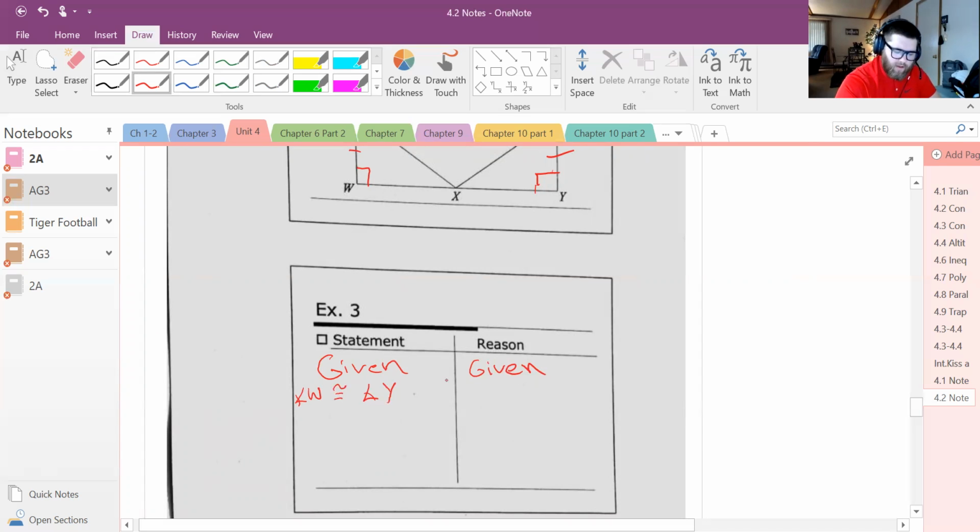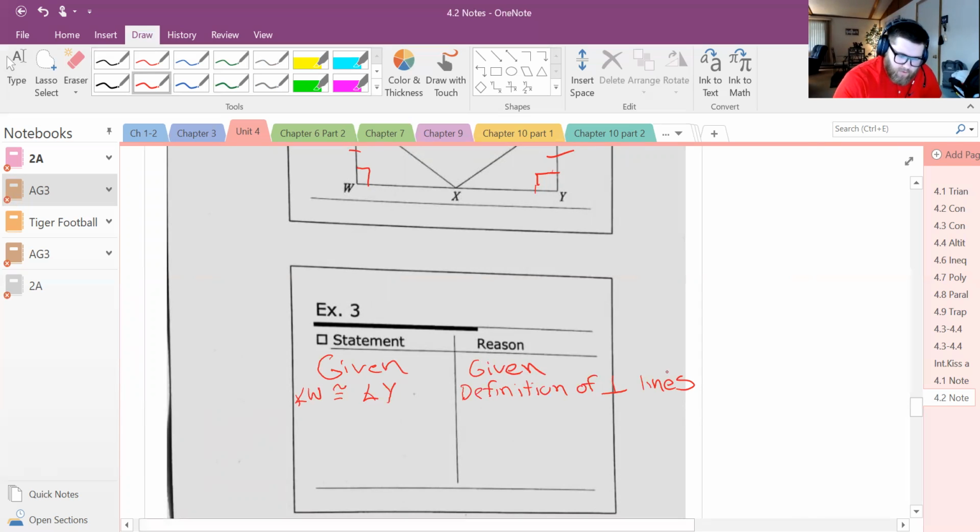What's our reason? What's the definition? Well, it's common sense. It's always the definition of perpendicular lines. They make right angles. Now you could put another line in there that angle W and angle Y are right angles, but it's just another step. If you tell me this, I'm completely fine with it.